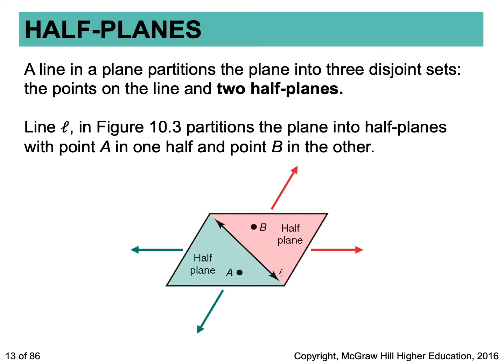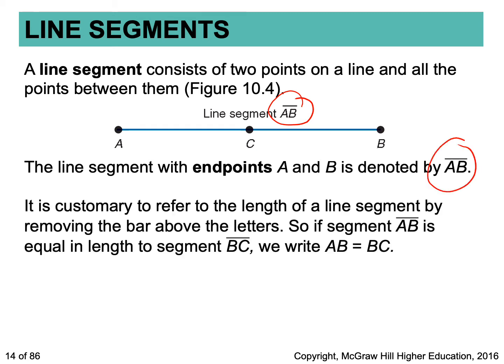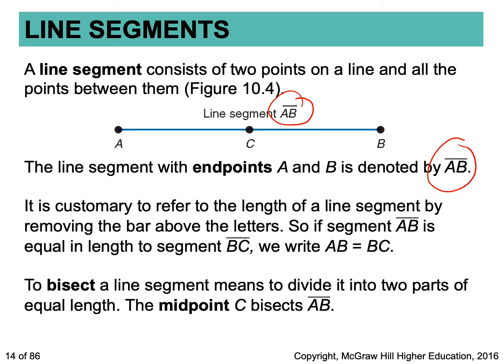When you partition a plane, you have half planes. When you have endpoints, notice how in this figure the arrows don't go in both directions. You have endpoints, and then this is the notation you would use for a line segment compared to the notation for a line. C is the midpoint, and it bisects the line, divides it in two equal parts.